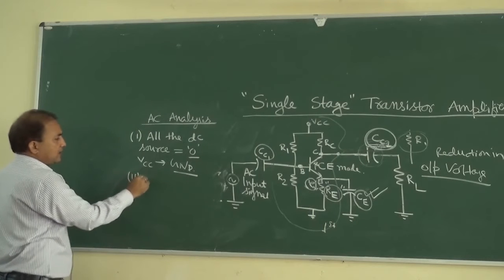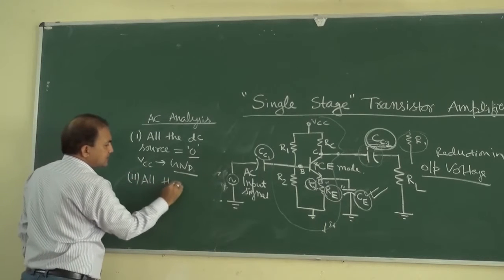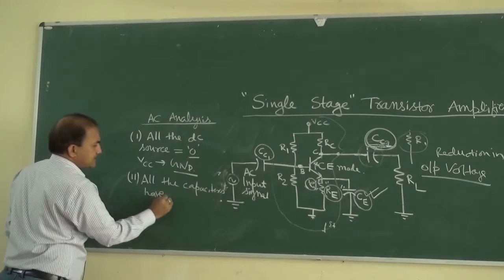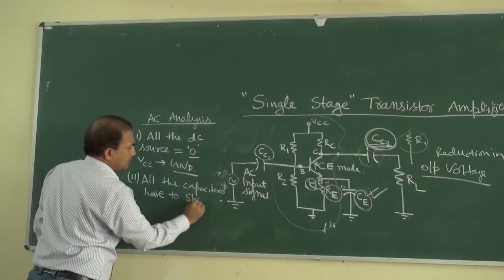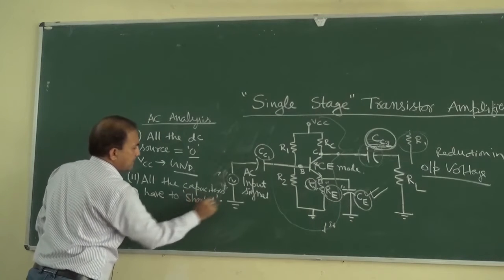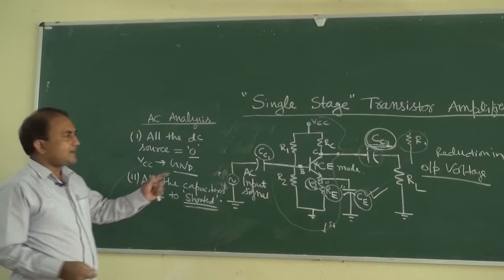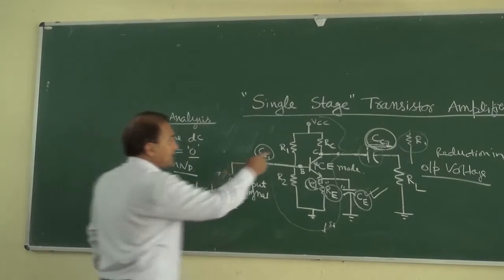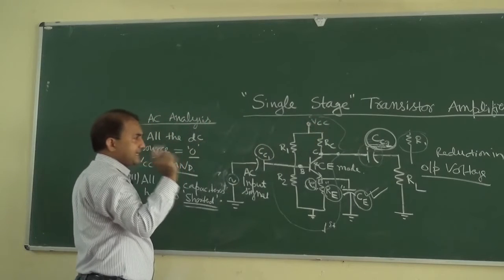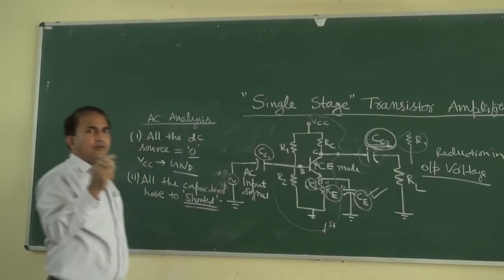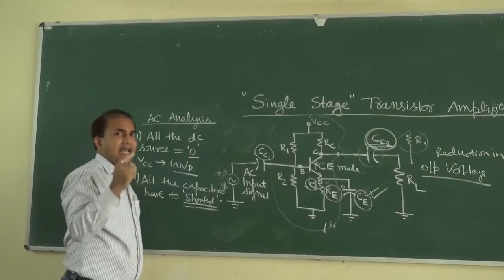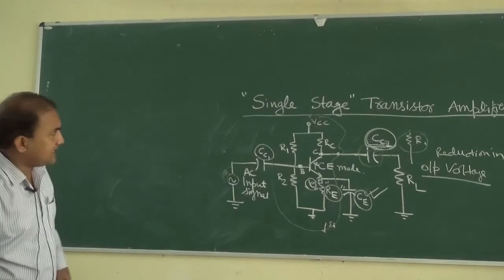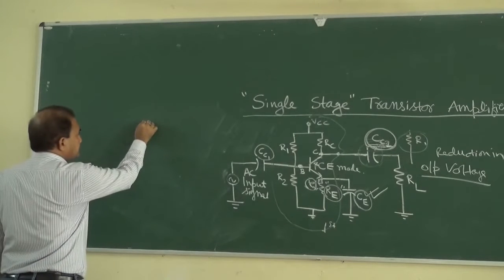And second, all the capacitors have to be shorted. All the capacitors have to be shorted in AC analysis. And the only DC source here is VCC. So we have to remove this VCC and put ground. Analyze this circuit like this.